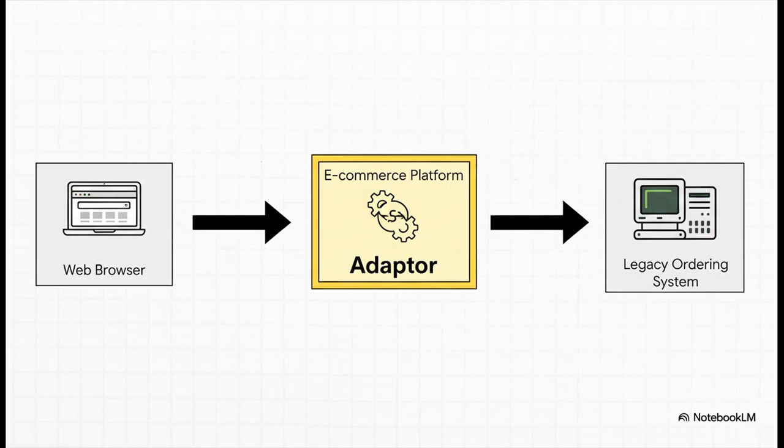Now for an integration story. Let's say a company needs a new procurement system. They decide to connect a modern, web-based e-commerce platform with their old-school legacy ordering system. The problem? These two systems were never, ever designed to work together. They probably use different data formats, different ways of communicating. Everything is different. The solution is to build what's called an adapter. It's a piece of software that sits in the middle, translating requests and data back and forth so the two systems can talk to each other without even knowing they're different.